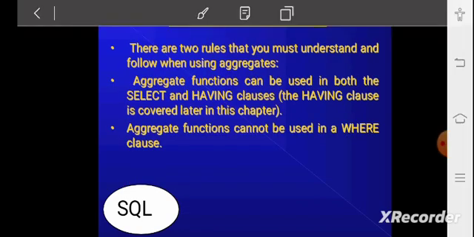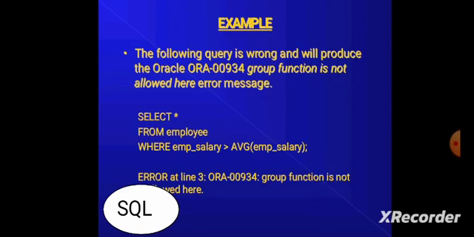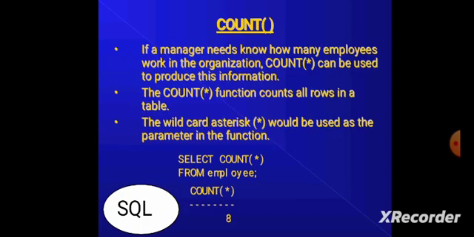So the first one is the count function. The count function is used to count the number of values in a column. If the manager wishes to know how many employees are working in their department, they use the count star function. The count function calculates a count of the column value. So if the user wants the column value count, they use the count function.